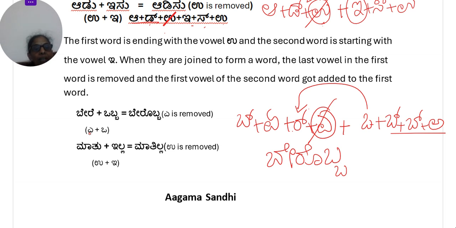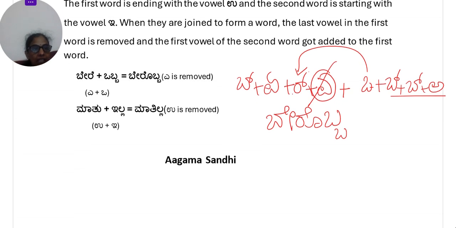Similarly, Matu plus Illa. Here Matu is ending with U and E gets added here. So it becomes Matilla. Okay, so this is Lopa Sandhi. Once again I will just quickly recap what is Lopa Sandhi. If the first word, that is Purvapada, ends with a swara and the second word, that is Uttarapada, starts with a swara, and the meaning of the first word is not lost, then it is called Lopa Sandhi.